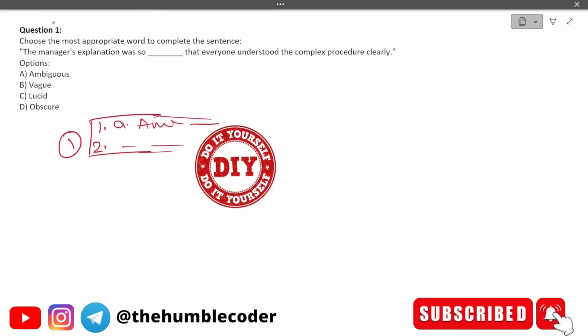The first DIY question is, choose the most appropriate word to complete the sentence. We have this sentence: the manager's explanation was so dash that everyone understood the complex procedure clearly. And the options that we are given are ambiguous, vague, lucid, obscure.